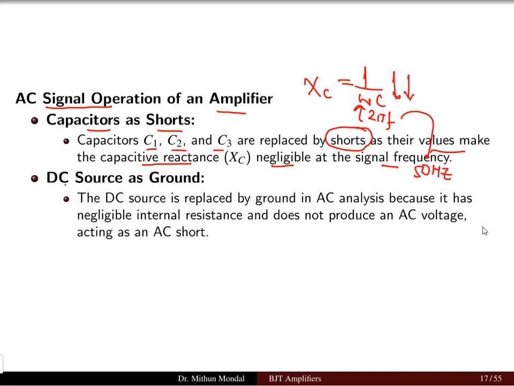When we talk about the DC source, the DC source is replaced by the ground potential in AC analysis. The reason is it has negligible internal resistance and does not produce any AC voltage, acting as an AC short. So we can take it directly as 0 volt for the DC source.